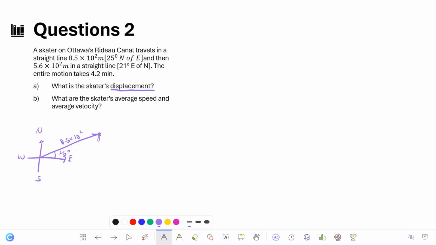That means when it reached here, it changed direction again. So we can draw a reference here. This is north, this is east. East of north means the 21 degrees is here in this direction. And then the total distance traveled is 560 meters. I changed this one to meters, it's easier for us to see.